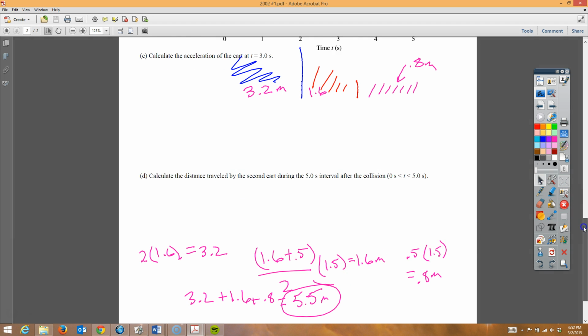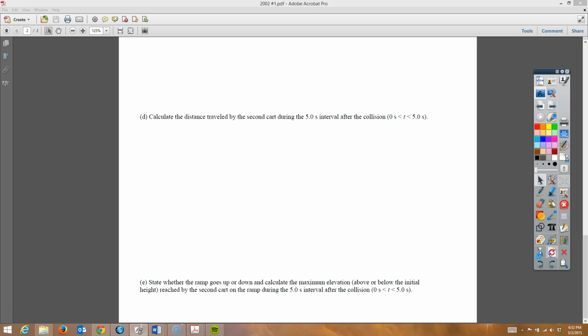The very last thing that they want us to do, and we've already really done it, is it says state whether the ramp goes up or down and calculate the maximum elevation reached by the second cart during that 5-second interval. So we know that the ramp goes up because it slows down, and then they want us to go through and try to figure out what is the height. So for this one, we're going to use our good friend, the conservation of energy. So I know that the mass times gravity times height.